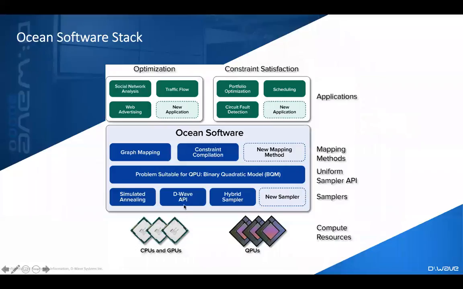GPUs like NVIDIA eventually. As you go up the levels, you want to build stuff on the lower levels that abstracts away the communication with the quantum computer. So down here, you've got simulated annealing and a D-Wave API. And as you go up, you want to start building your applications, problems suitable for the QPU, graph mapping, constraint compilation, until we get up here to the top where you've got things like traffic flows, social networks, web advertising, portfolio optimization, and there's been about 150 applications written so far. So this is exciting, and I encourage you, if you're a developer out there listening to this, find some way to get involved and help us make this thing really, really good.